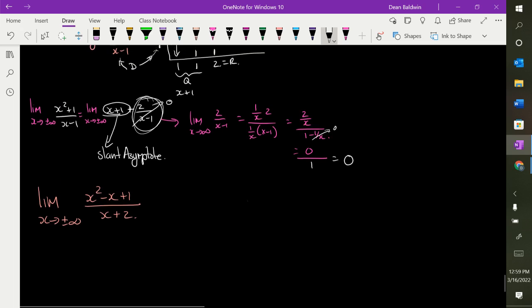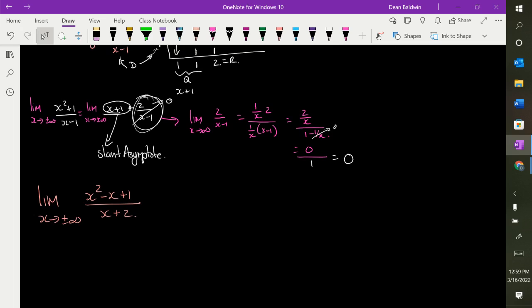Because if I put negative infinity into this, that's still going to be 0, and that's going to be 0, so you're left with 1 here. The coefficient for x is 0 as well.